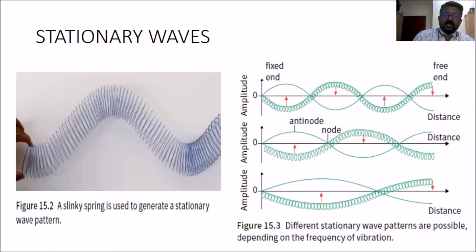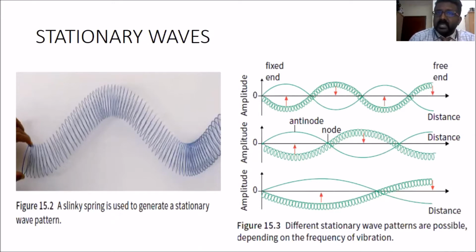And let us start with the stationary waves. So far, you have learned about progressive waves, and you know that they start from a source and travel outwards, transferring energy from one place to another. A second important class of waves is stationary waves, and this can be observed as follows.